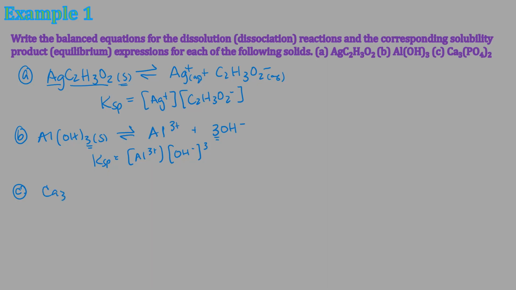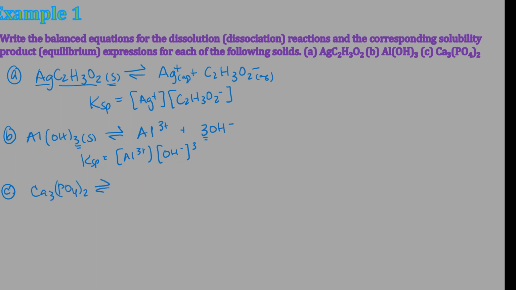And the last one is calcium phosphate, and calcium has a +2 charge. Phosphate has a -3 charge. That's where these came from. And we have 3 calciums and 2 phosphates. So then the KSP expression would be calcium to the 3rd power and phosphate to the 2nd power.